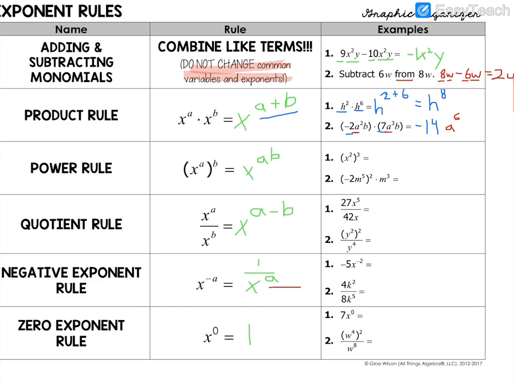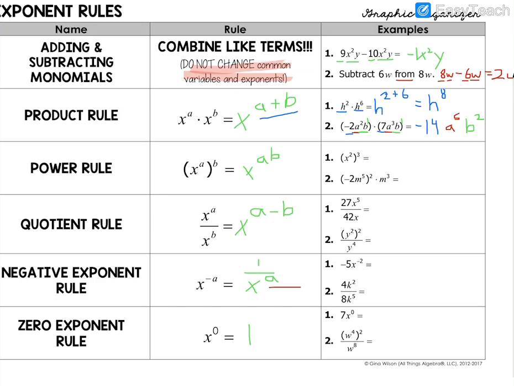And then we also have these b's here. So we have a b and a b. Remember, when they don't have any exponents there, we have an exponent of 1. So we're going to keep our base b, and 1 plus 1 is 2.